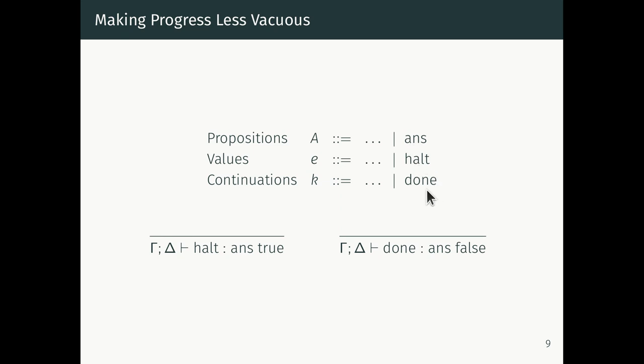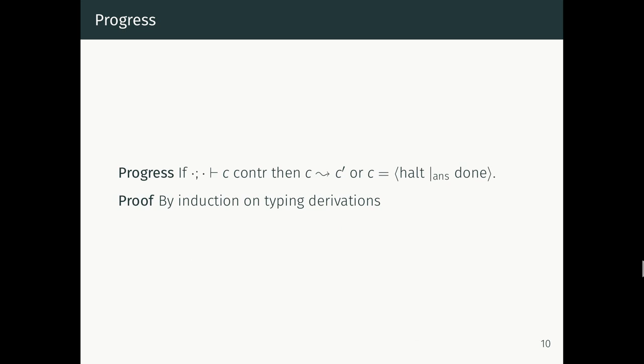And the rules are going to be incredibly simple. We're going to say that halt is a proof of the answer type, and done is a refutation of the answer type. And so you can see here that neither of these rules really depends on gamma or delta in any way. So they're perfectly well typed in the empty context. And furthermore, we simultaneously have a proof of ants and a refutation of ants. And so now progress is non-vacuous, because we'll be able to prove by induction on the typing derivations that if we have a contradiction, then either it will take a step or it's going to be the terminal configuration. So where halt contradicts done at the type answer. And so this looks really slick, and it works really slick too. So we now need a little bit of induction, so we can't completely escape induction, but it's an easy induction on the typing derivations.